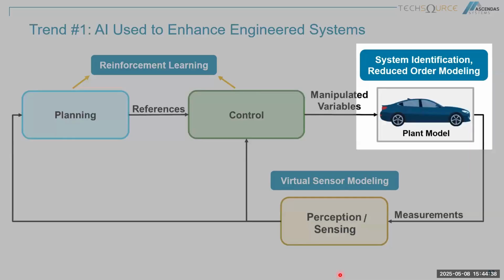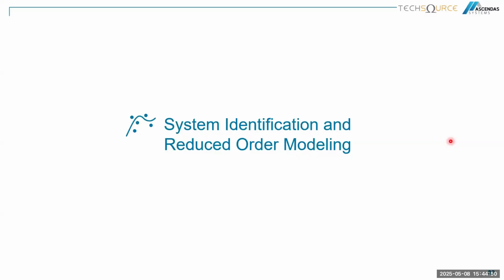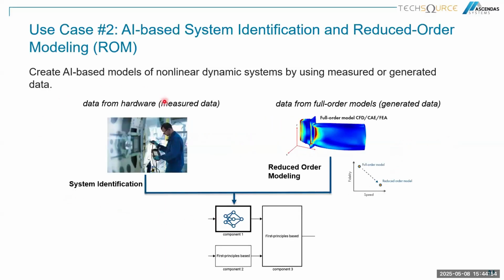For the next topic, the second one, we finished with the virtual sensors already. Next is the ROM. We can use the ROM in place of the plant model here. For example, this uses system identification and reduced order modeling. For example, system identification and ROM here.